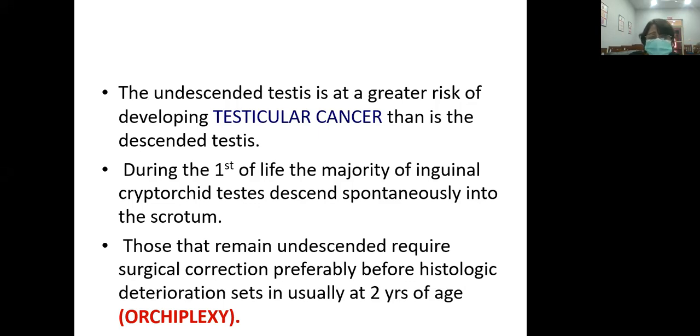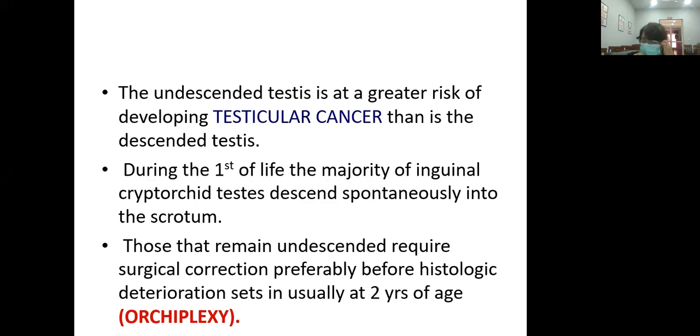Now during the first year of life, ab humne kal padha tha ke do stages hain, ek iski abdominal stage of descent hai aur ek iski inguinoscrotal stage of descent hai. During the first year of life, normally in a normal child, the inguinal cryptorchid testes descends spontaneously into its normal location, which is the scrotum. But if it does not descend, it should descend during the first year.